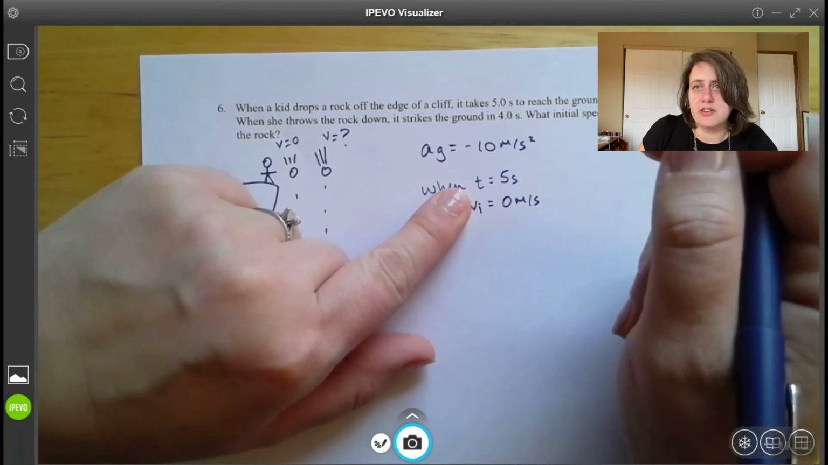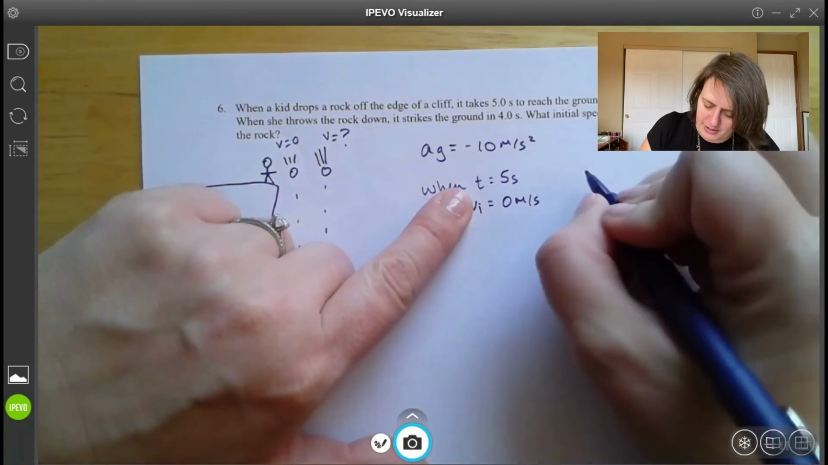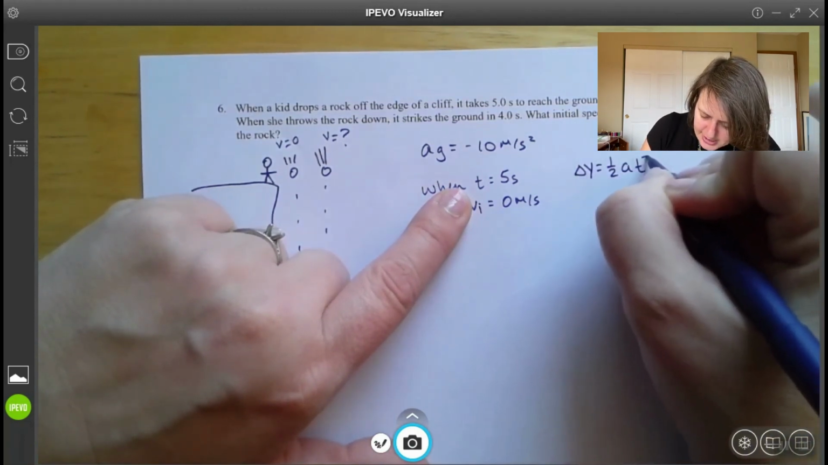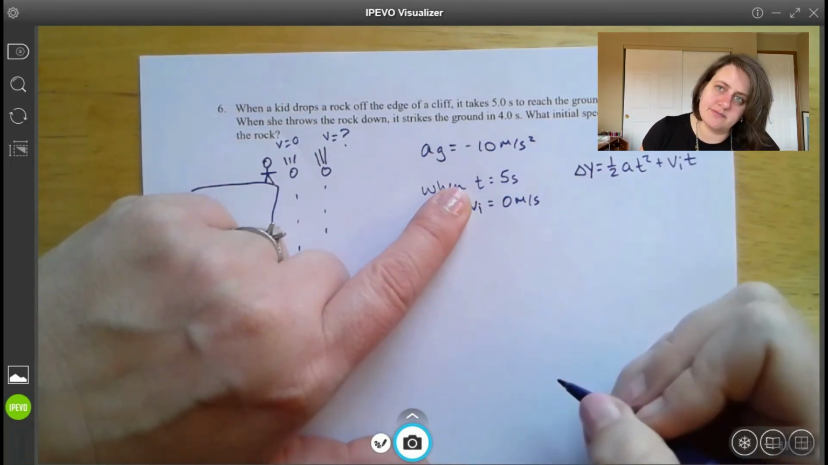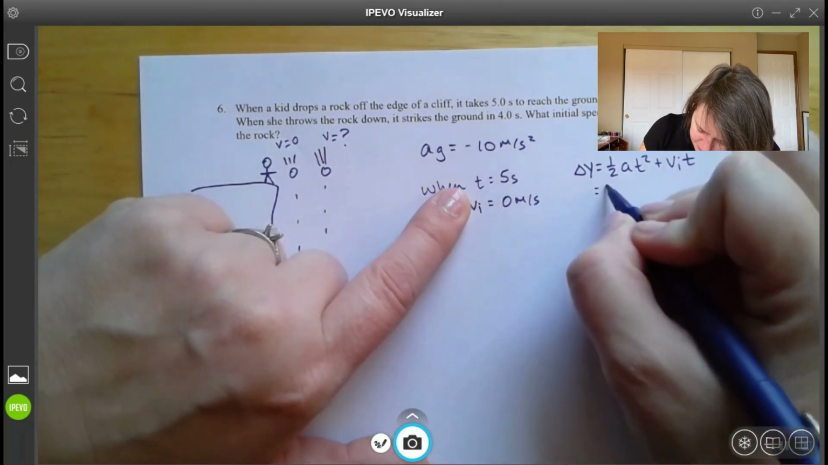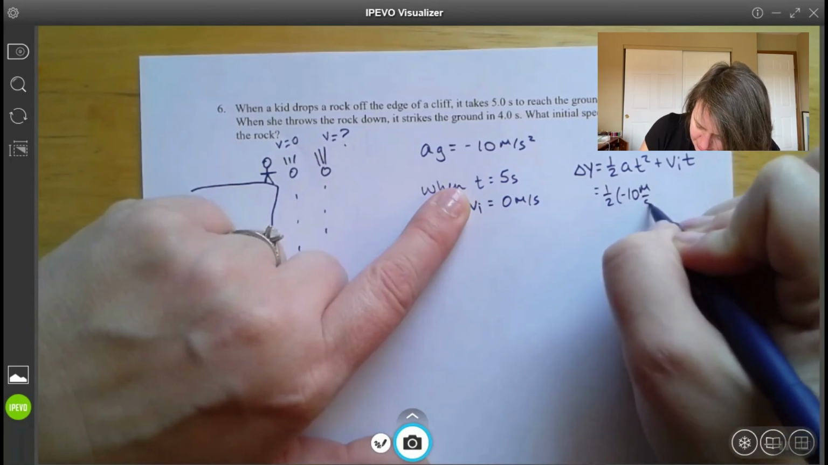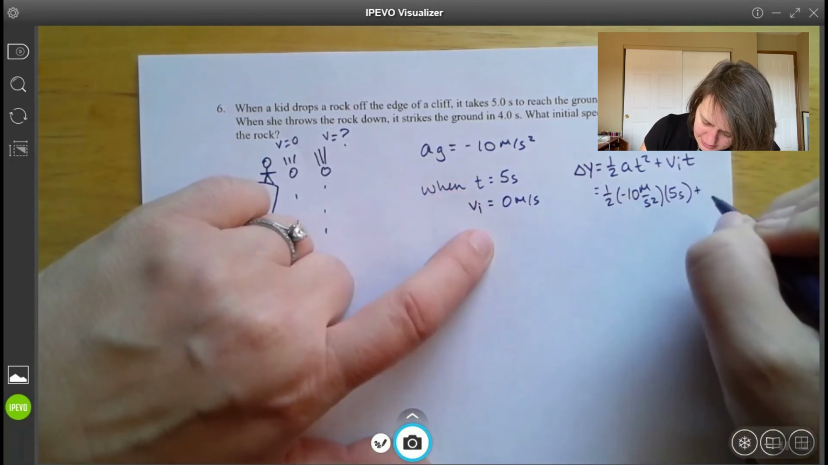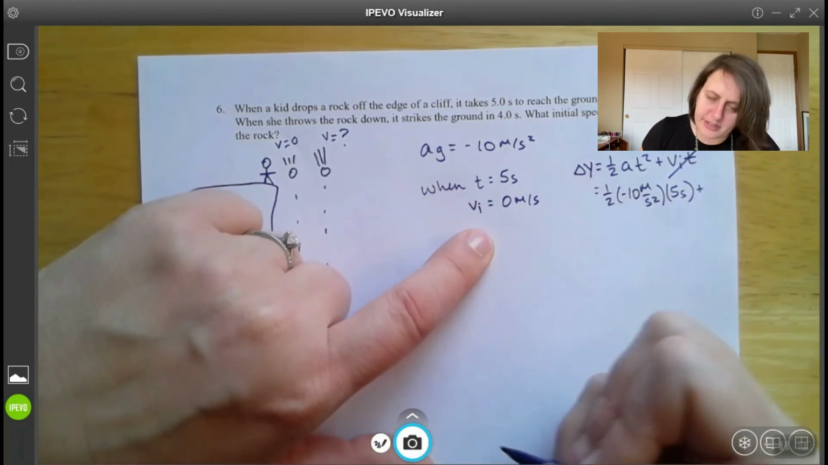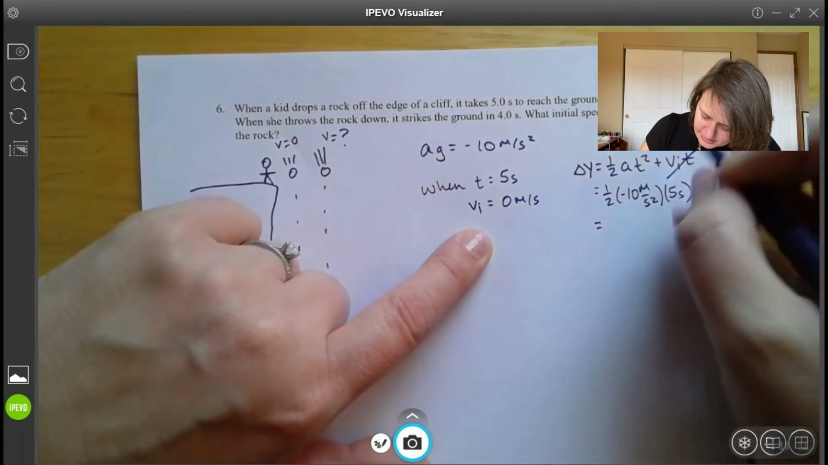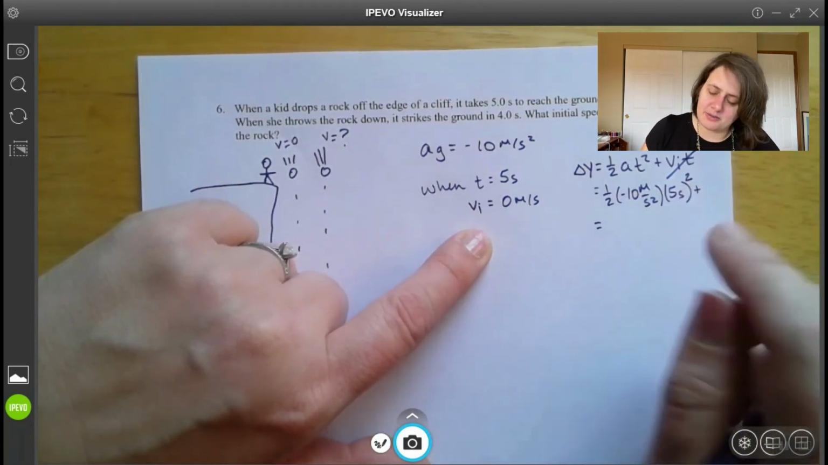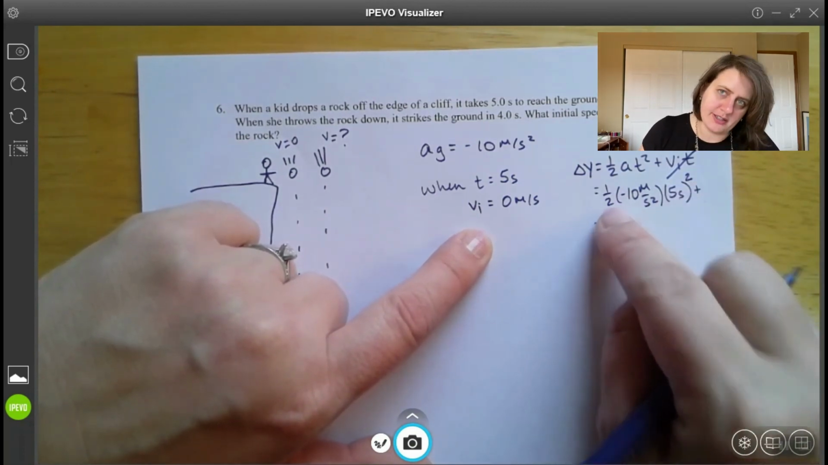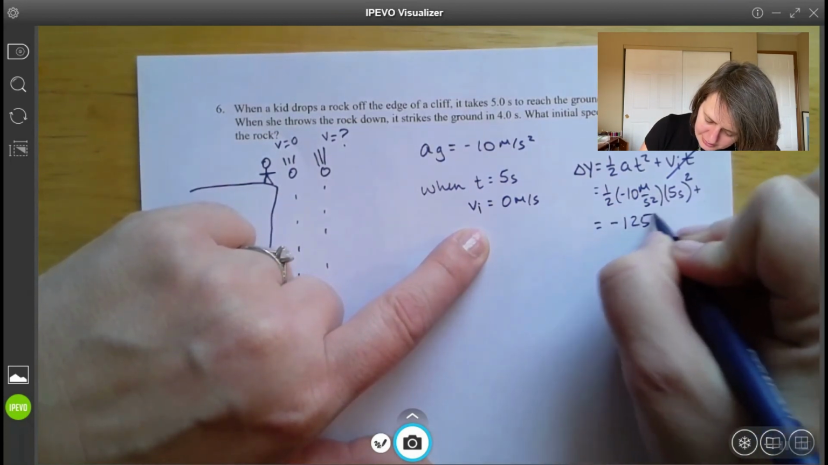Well, what will be useful to know? The thing that would be really helpful for us is to know how high this is. So our change in vertical displacement is equal to 1/2 AT squared plus VIT. Easy enough. So 1/2 times minus 10 meters per second squared times time, which is 5 seconds squared, plus our initial velocity, which is 0. So we don't even have to worry about that. Have to be careful about forgetting that squared there. So that's going to be 25 times 10 is 250 divided by 2 gives us minus 125 meters.